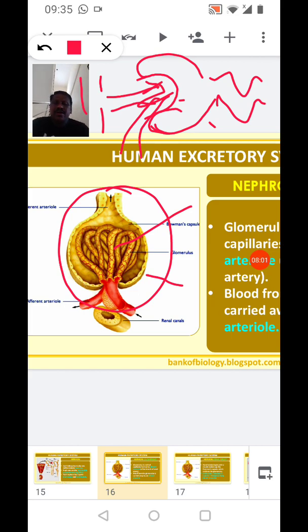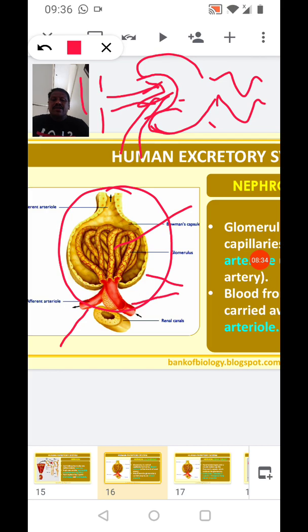Suppose imagine this red color. This is the afferent renal arteriole, which supplies the blood to the glomerulus in the Bowman's capsule. And this one is known as the efferent renal arteriole, which carries away blood from the glomerulus. Following? Understood?